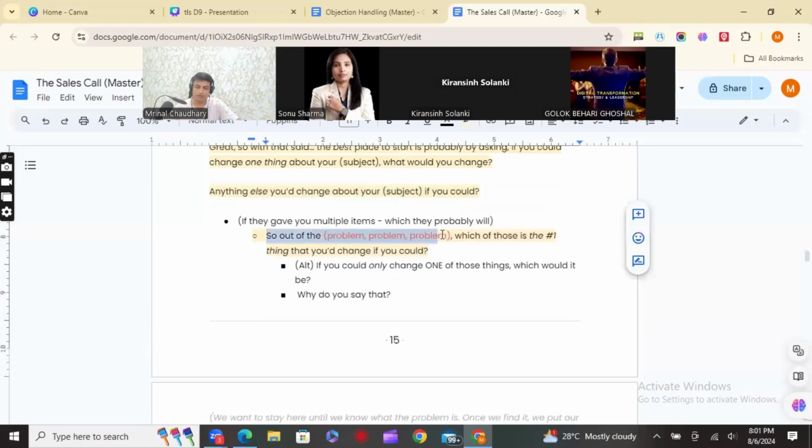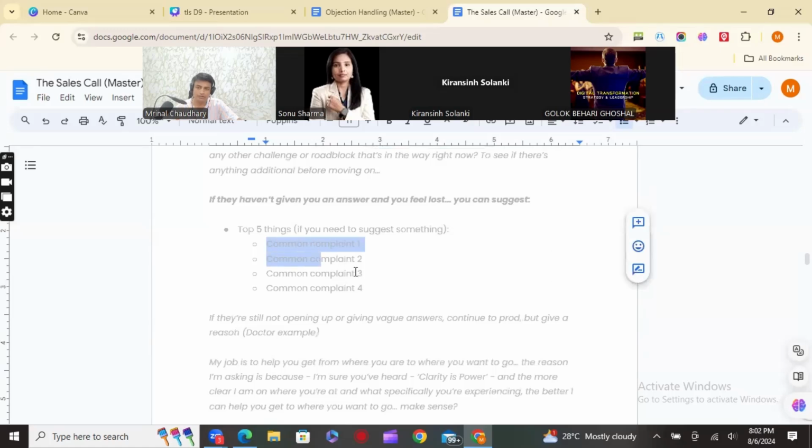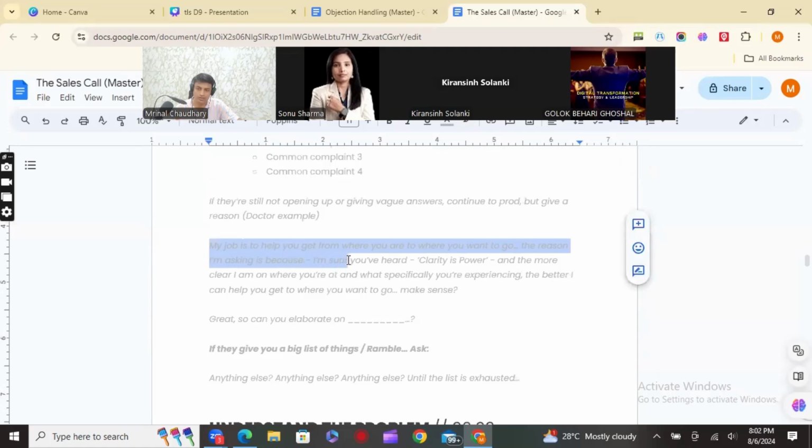So out of this problem, this problem, this problem, which of the things would you change? Okay, if you could change one of these things, what would it be? Okay, and out of these 3 or 4 complaints, the top 5 complaints you have noted down, what is the biggest challenge here? So you can have a deeper question, and you say that my job is to help you from where you are to where you want to go. The reason I'm asking is because I am sure you have heard clarity is power, and the more clear I am on where you are at, specifically what you are experiencing, the better I can help you get where you want to go. Make sense? You repeat these things.